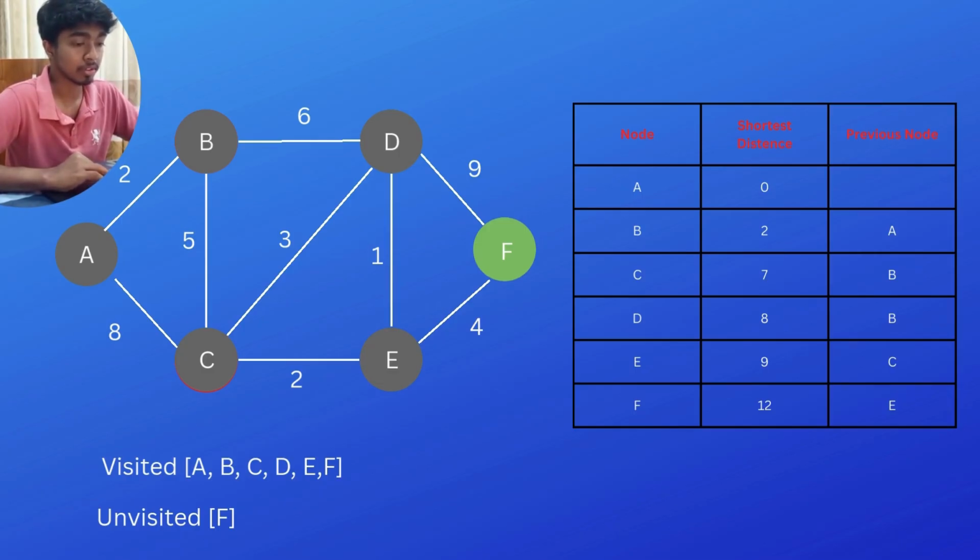Since F has no unvisited neighbors, we are done here, and we can mark F as finished, and now we are done with the algorithm. And in our table we have some important information about this graph. So we have now the shortest distance from A to every other node in this graph, and we have the previous node which helps to reconstruct the shortest path.